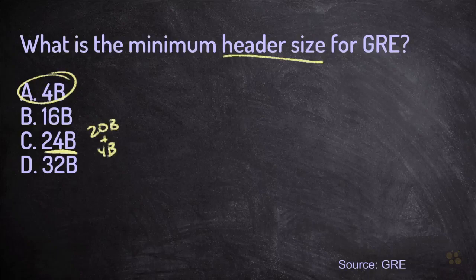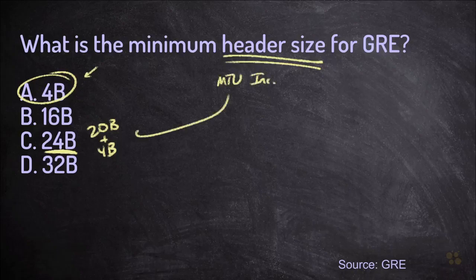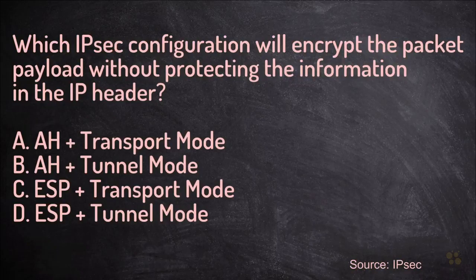Now, when we're taking the ENSLD, if they were to ask us something like this, we need to pay special attention to exactly the wording of the question. Because if they ask for the header size for GRE, well, that's 4 bytes. But if they ask for the minimum MTU increase for GRE, well, that would be our 24. Next question. Which IPsec configuration will encrypt the packet payload without protecting the information in the IP header?